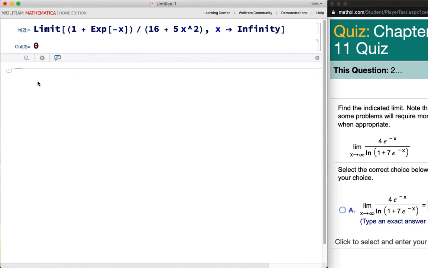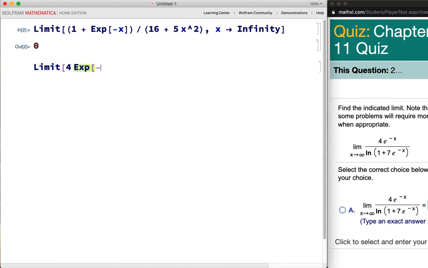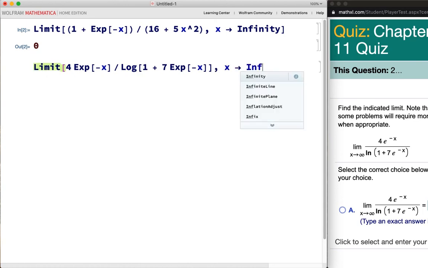Okay, so here we have the limit 4 times e to the power negative x divided by 1 plus 7 times e to the power negative x. And then we have the logarithm. Traditionally it's ln, but in Mathematica it's capital Log. Okay, capital Log. As x goes to infinity.